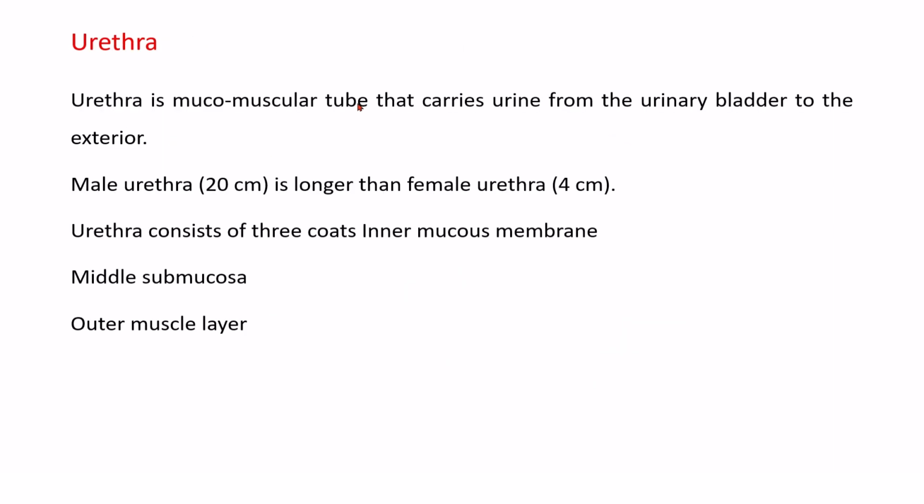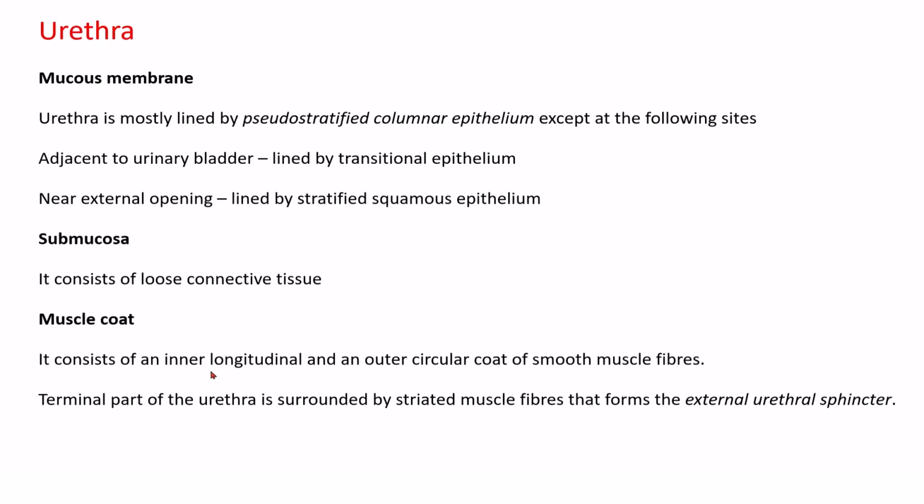The urethra is a mucomuscular tube that carries urine from the urinary bladder to the exterior. The male urethra is longer, 20 cm, and the female urethra is 4 cm. It consists of an inner mucous membrane, middle submucosa, and outer muscular layer.